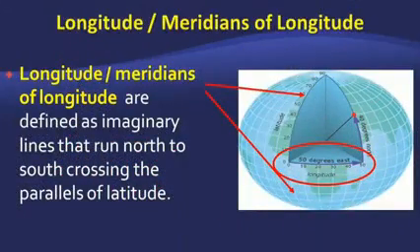Longitudes or meridians of longitude are defined as the imaginary lines that run from north to south crossing the parallels of latitude. All the longitudes meet at the poles, whether it is the North Pole or South Pole, and are of equal length.